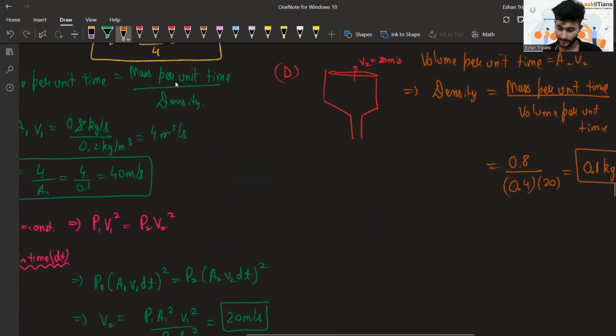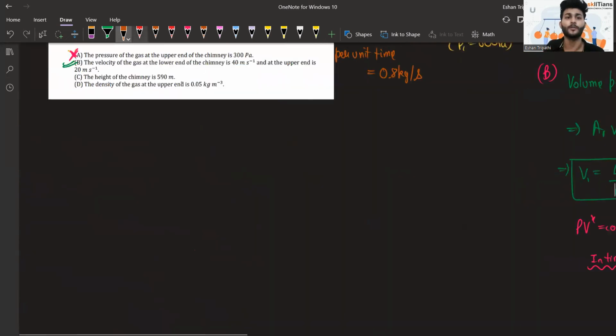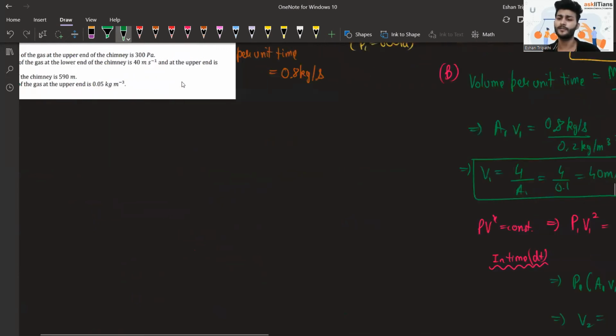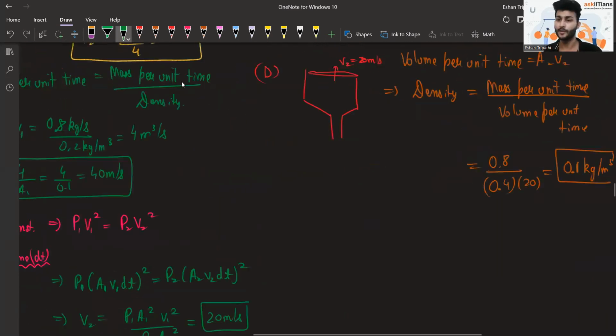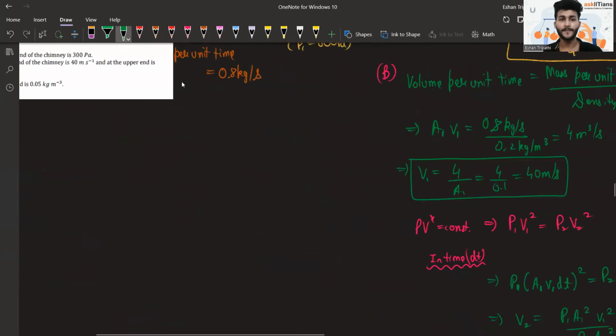Was this given in the question? 0.1, the sort? No, it's not given. So D also is wrong. It was given 0.05. It should be 0.1. So D part also is wrong. So that's how we get it.